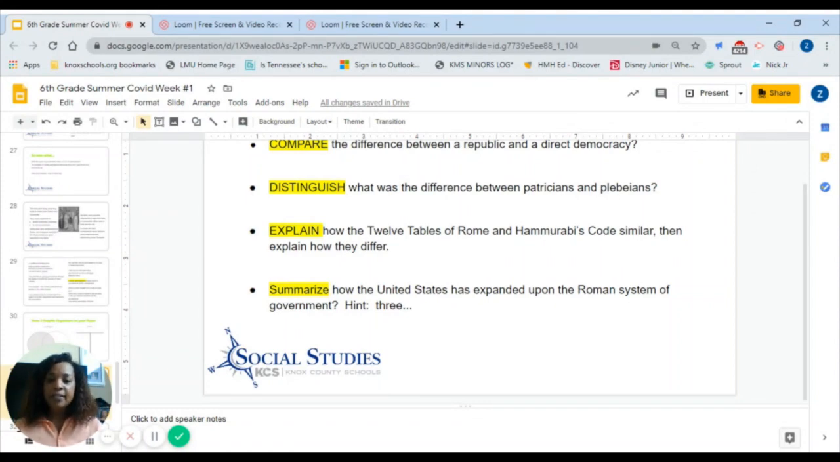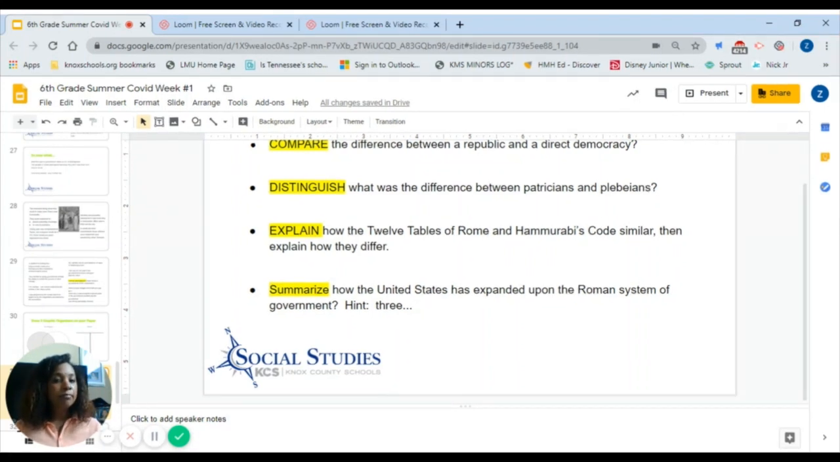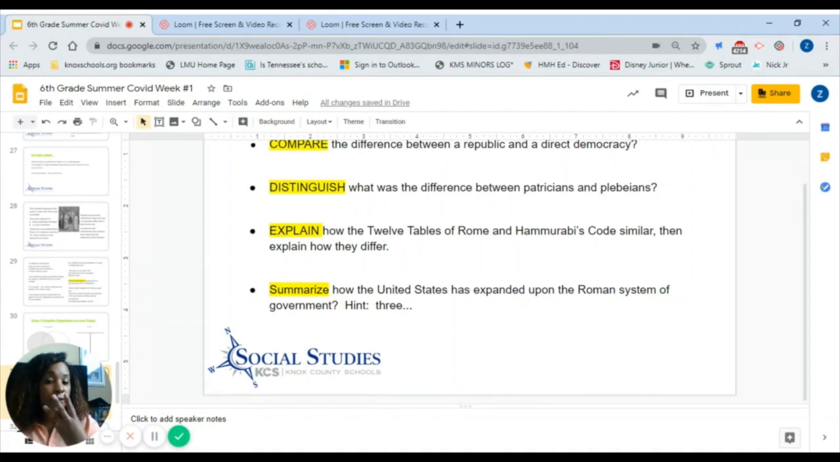Number 3, explain how the 12 Tables of Rome and Hammurabi's Code are similar. Then explain how they're different. You may think of the location. Where did the Romans place their 12 Tables after a given point so that all can see? Did Hammurabi's keep theirs in a particular place? And last, summarize how the United States has expanded upon the Roman system of government. I'll give you a hint. 3.